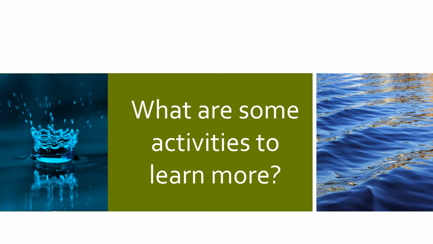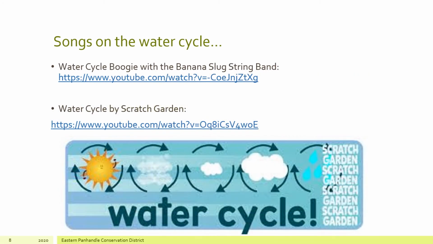So what are some activities that can reinforce the water cycle and give you a more hands-on learning approach? These are two songs that I really like. The first is The Water Cycle Boogie by the Banana Slug String Band. It's really fun and catchy, and it gets stuck in your head, so it's a great introductory song to the water cycle. The Water Cycle by Scratch Garden is another really good song, and it's also a really nice video that illustrates along with the song. Those are two great songs and videos for that elementary level introduction to the water cycle.